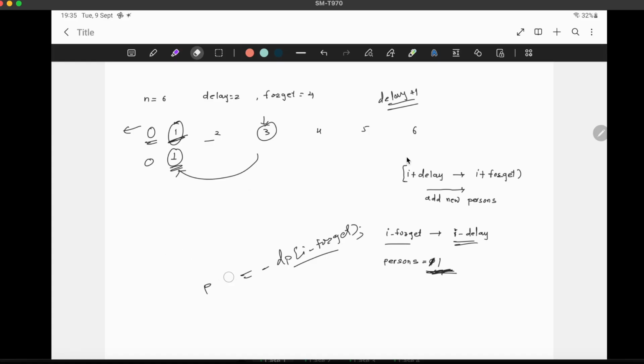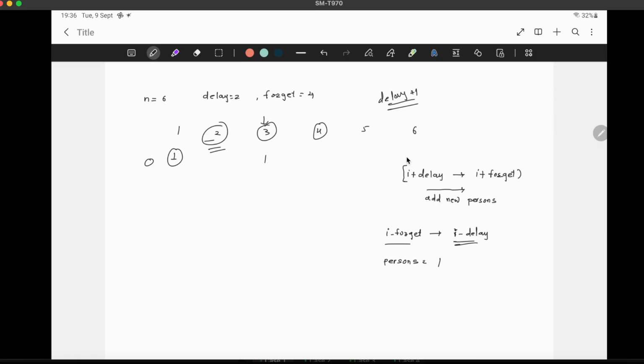So here on this dp, only one person was there previously, and we don't have any information that a person forgot this information. So here the value is one, there was one new person that we have added on day 3. Now on day 4, we will perform this operation again. I minus delay will take us to day 2. On day 2 there are 0 persons who know this information, because we are already maintaining this person's count, so there was only one person.